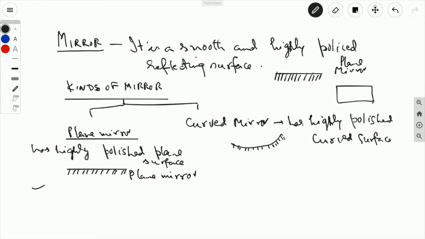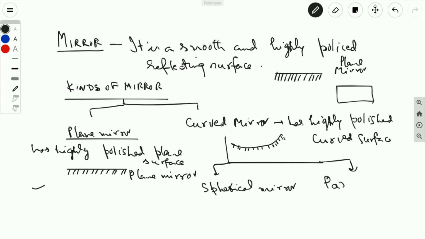The curved mirror is of two types. One is called the spherical mirror, and another one is called the parabolic mirror. Now, what is the spherical mirror?